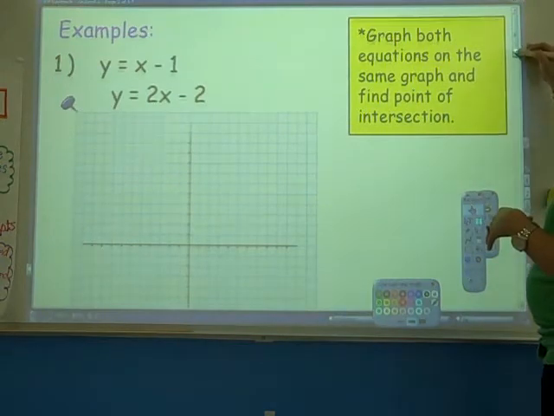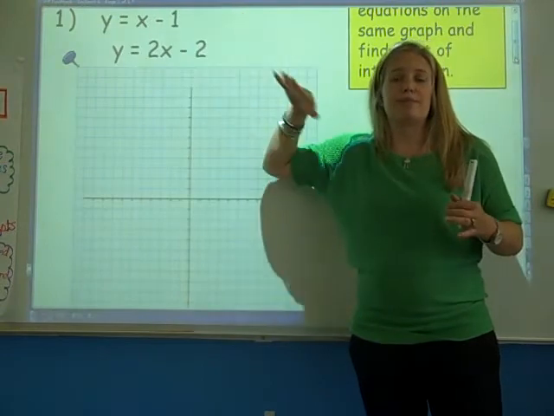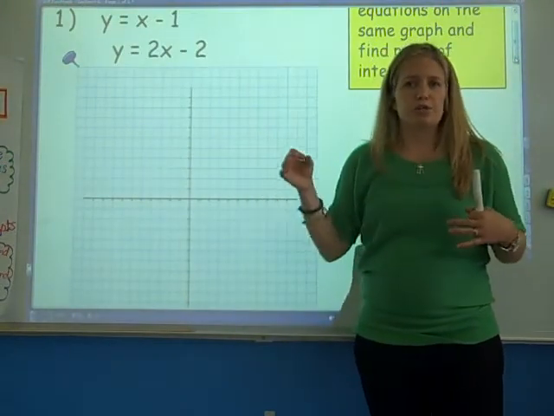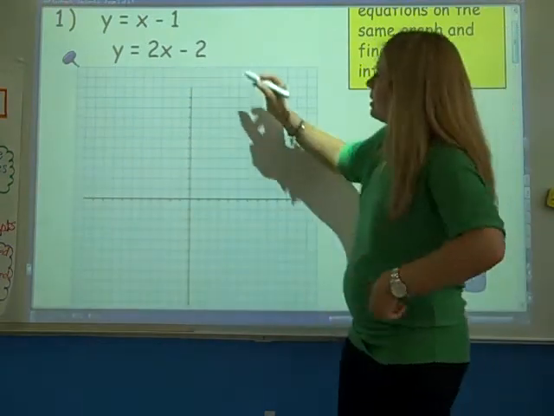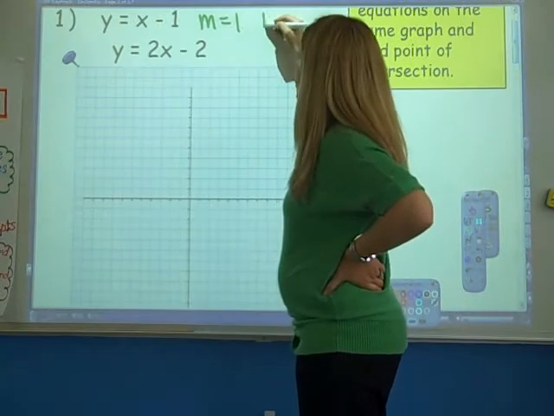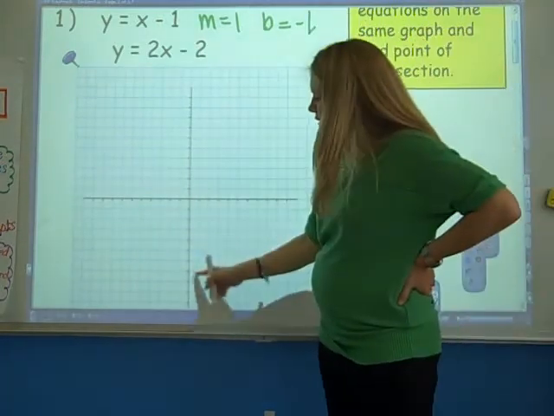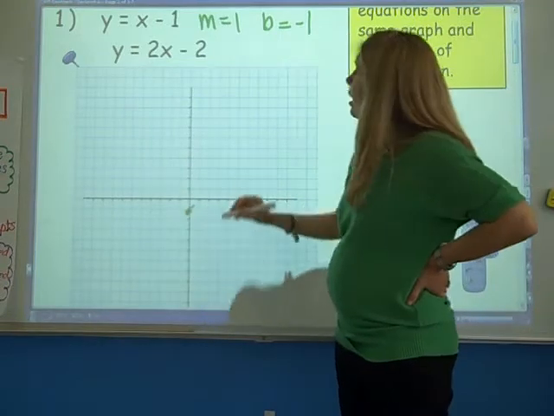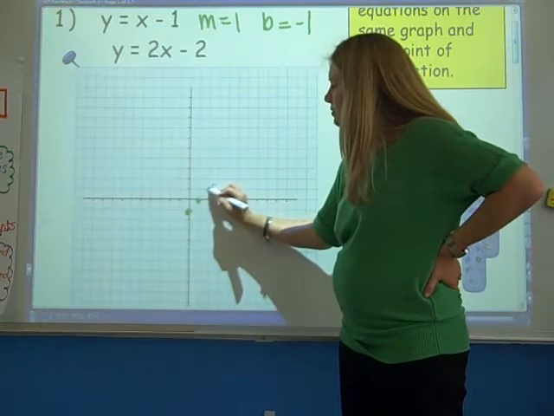Now, I'm going to graph these. These two equations are both in slope-intercept form. That requires very little work, so that's the way that I'm going to graph. All right. This one, your m is 1, your b is -1. So I'm going to graph b first. Y-intercept is -1. My slope 1 means up 1 over 1, up 1 over 1, and so on.